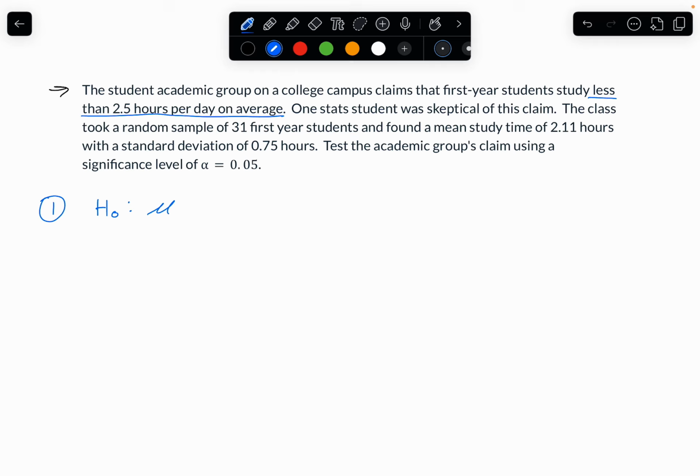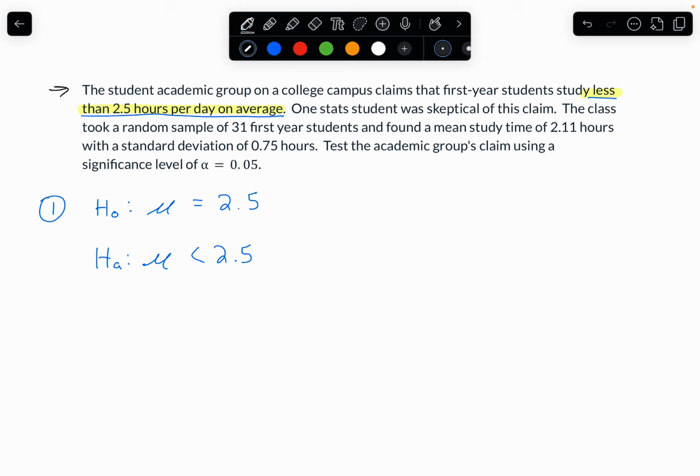So I've got my null hypothesis. My alternative hypothesis must then also be about mu. I always like to start with the alternative hypothesis, and I'm looking at this claim right here. They're claiming that first-year students spend less than 2.5 hours per day on average studying. So they're saying that the average is less than 2.5 hours. Once I've established that alternative hypothesis, the null hypothesis follows very similarly. I know it's always a statement of equality, so it's going to be mu is equal to 2.5. So there's my null hypothesis, there's my alternative hypothesis.